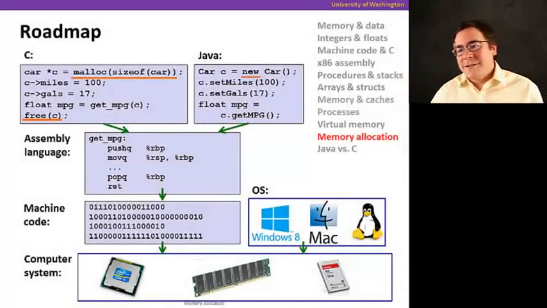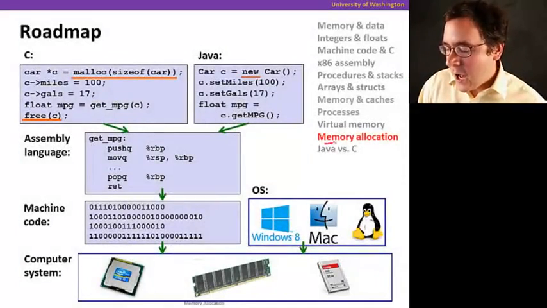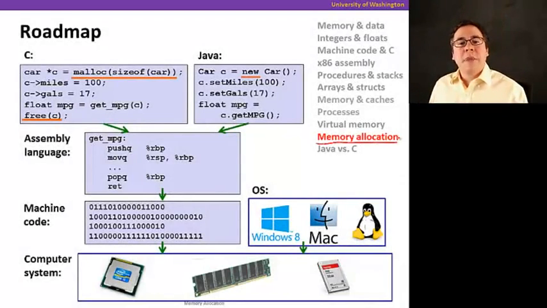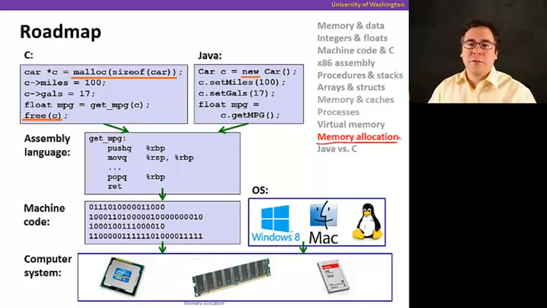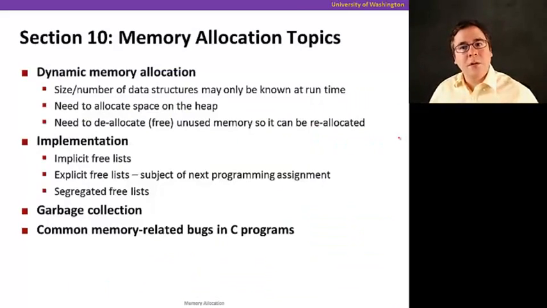We're now starting a new section. We're going to be seeing how to manage memory. How do programs allocate memory as they run so they can use it for their data structures? Okay? So this section is a little long. It has quite a few parts to it.